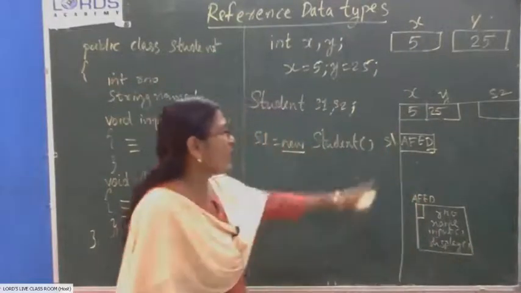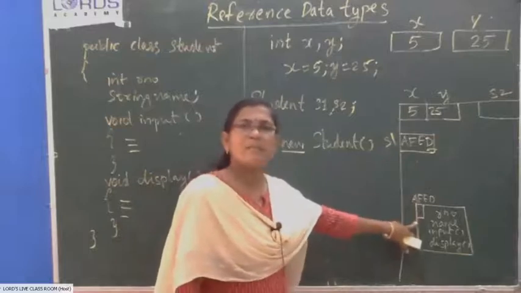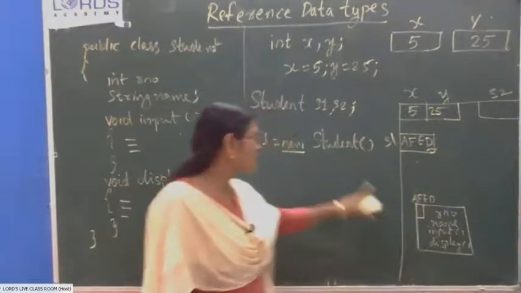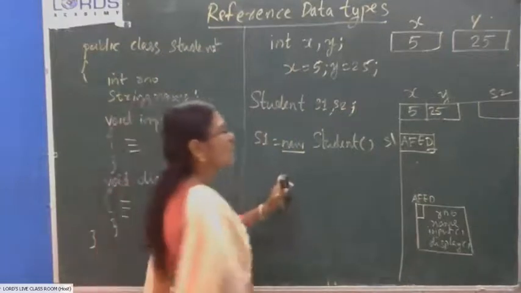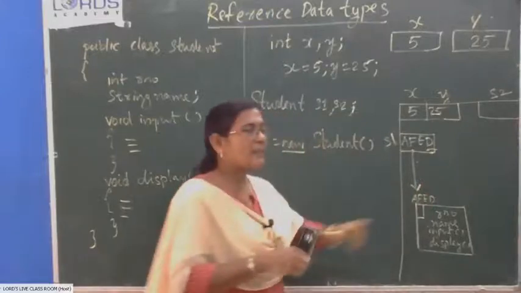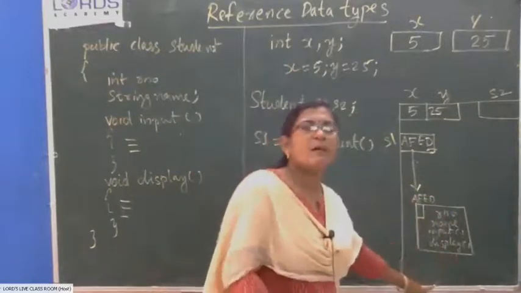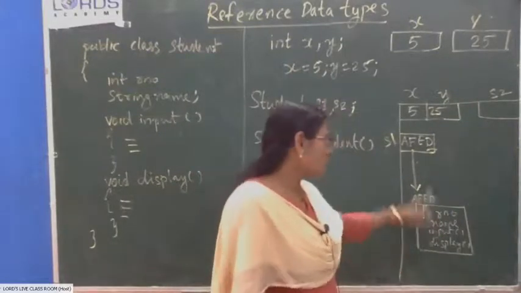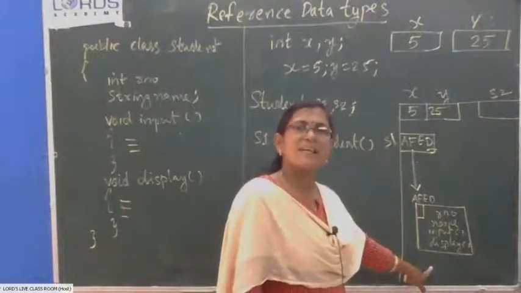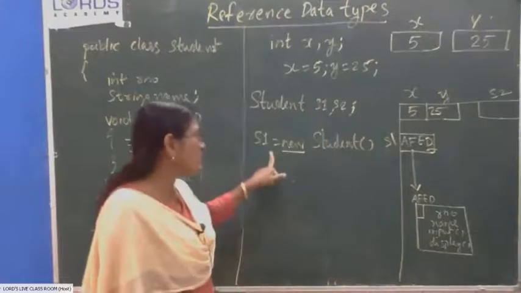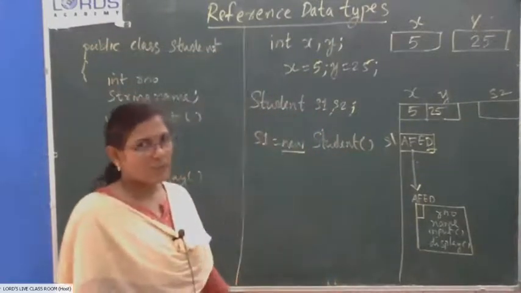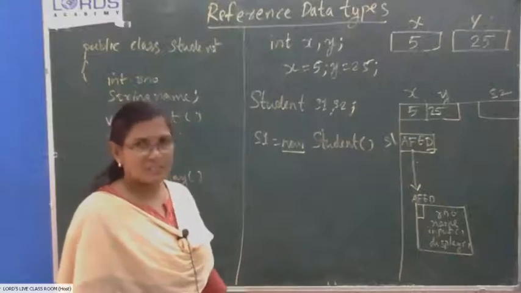So S1 points to a memory location. S1 is pointing to an object of the student class. S1 gives the reference, and reference means address, of a student type object which is created in the memory.